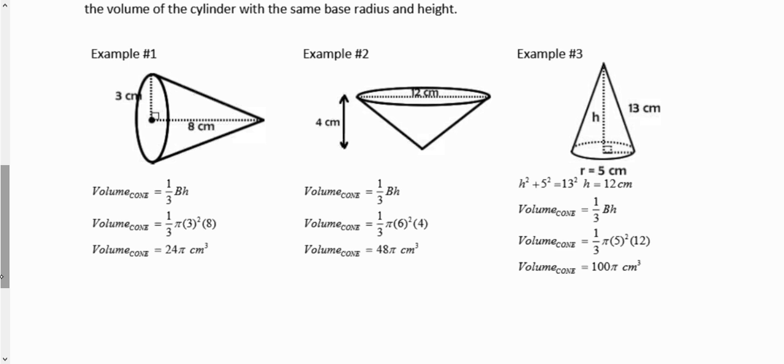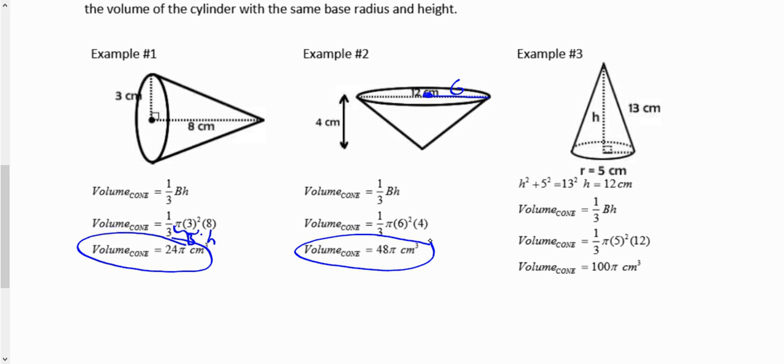So 1/3, here's our capital B, here's our H, okay? And most of the time we'll leave them in terms of pi, exact answers, okay? Over here, the only trick is we don't know the radius, but we can figure it out quickly. It is what? So pi times 6 squared times 4, 1/3 of that, and you get 48 pi cubic centimeters.